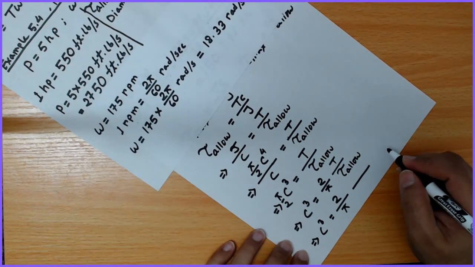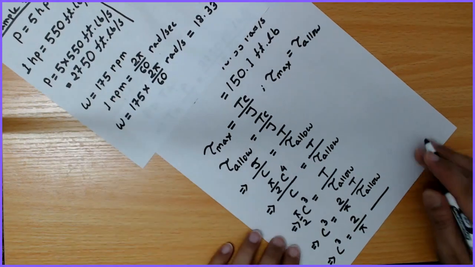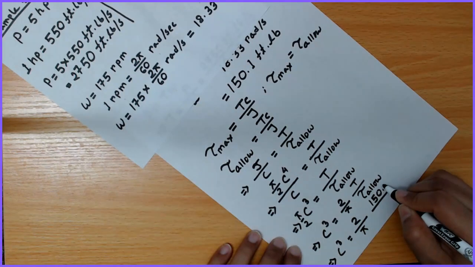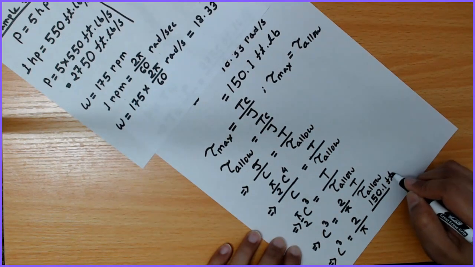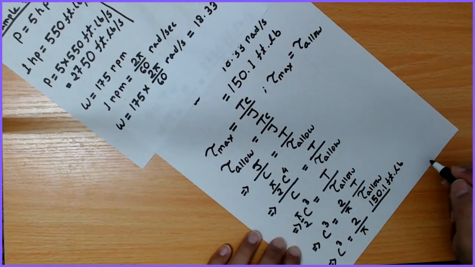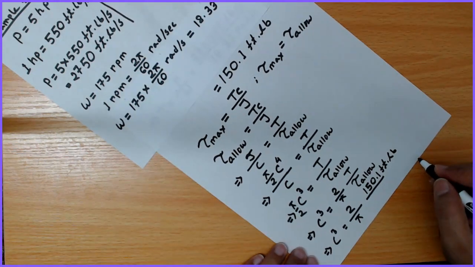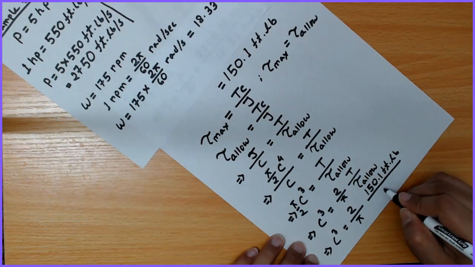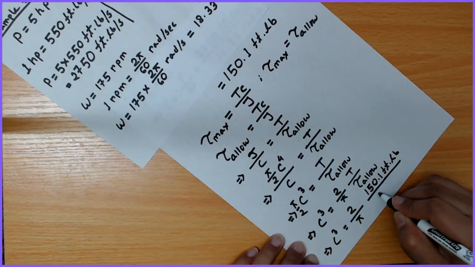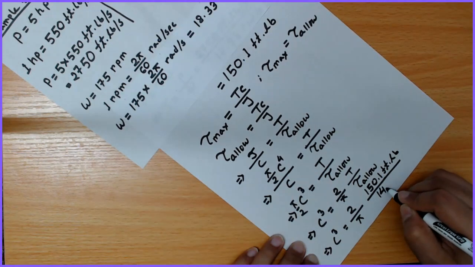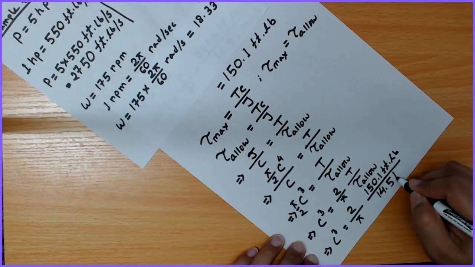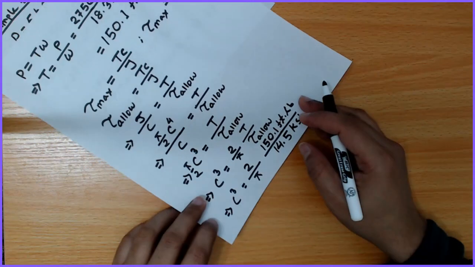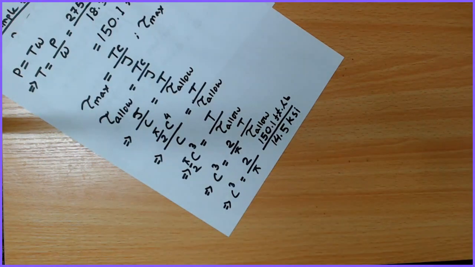Now T is 150.1 feet pound, and tau allowable is 14.5 KSI. Okay, tau is 14.5 KSI.